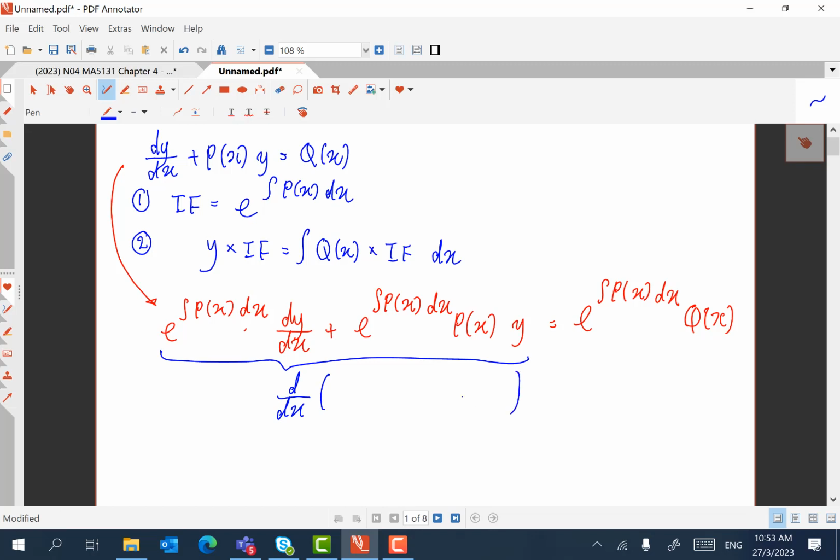Okay, let's hear from Alexis. What is the thing inside this bracket? Now you want to give yourself 30 seconds to verify that it is true. Why is this true?